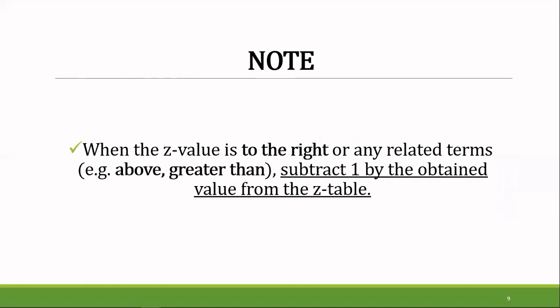Ayan. So note number 2, when the z value is to the right or any related terms, let's say for example above, greater than, subtract 1 by the obtained value from the z table. So subtract natin sa 1 whatever the value na makikita natin sa z table. Okay, and then do not forget the keywords like to the right or above or greater than. Okay.